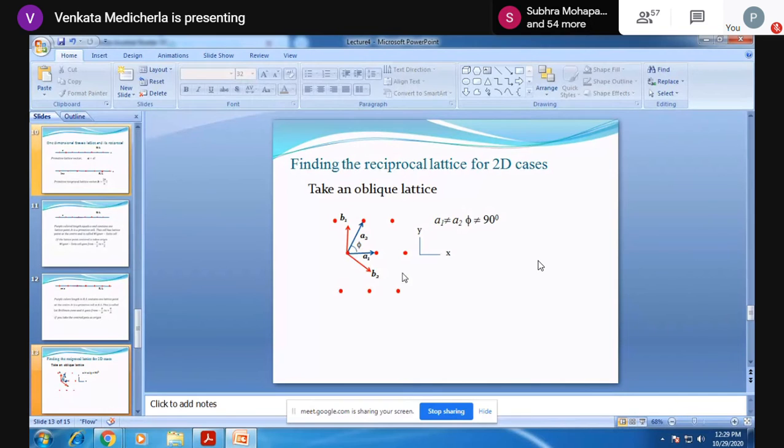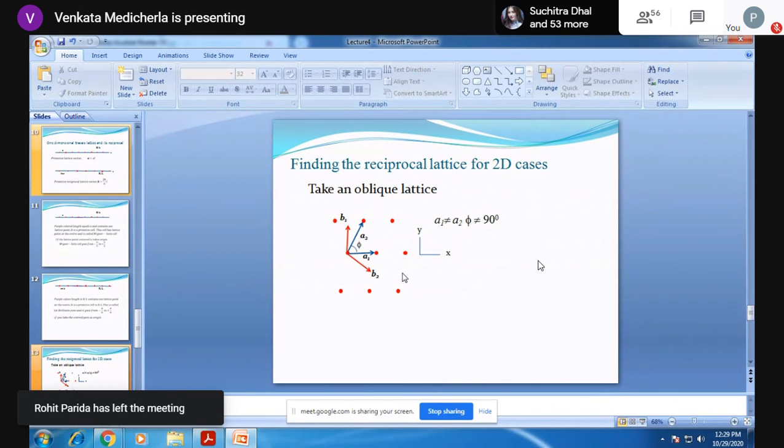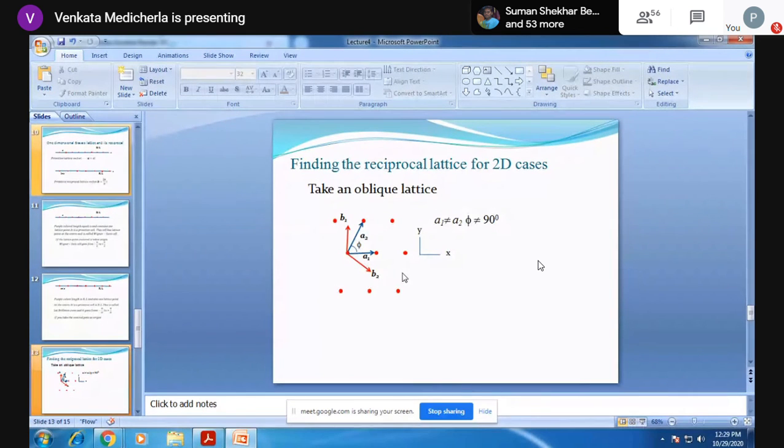Suppose you make A1 not equal to A2, phi is equal to 90. You will get a rectangular lattice. Okay. A1 is equal to A2, phi is equal to 90, square lattice. And A1 is equal to A2, phi is equal to 120. You will get hexagonal lattice. Okay. And for body-centered tetragonal, triangular also you can generate from this rectangle. All rectangular lattice, everything can be generated from this. That's why I've taken the most general lattice.